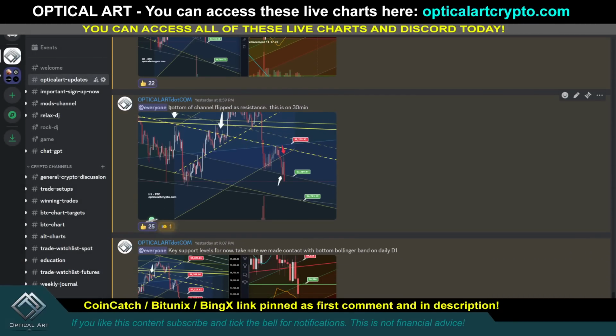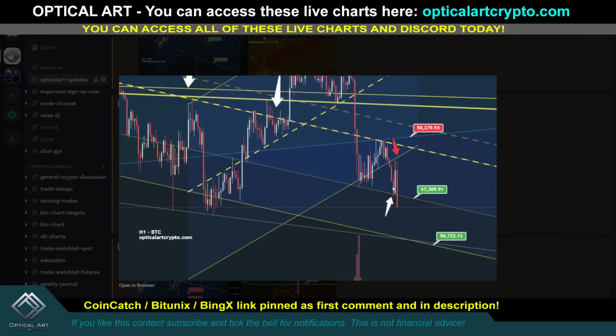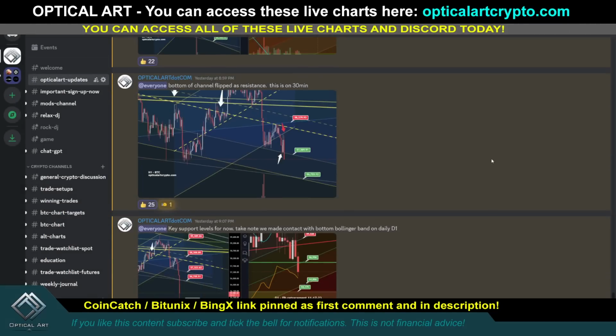I changed this. This is the bottom of that fib channel. It says bottom of fib channel flipped as resistance. You see right here where this arrow is. I put it on the 30 minutes so you can see it better. Well, we came down, found perfect support using that parallel channel with this dotted line here. Perfect support, pushed up. Now that channel that was support flipped as resistance, and we came down.